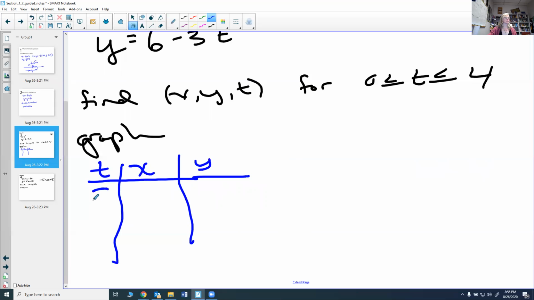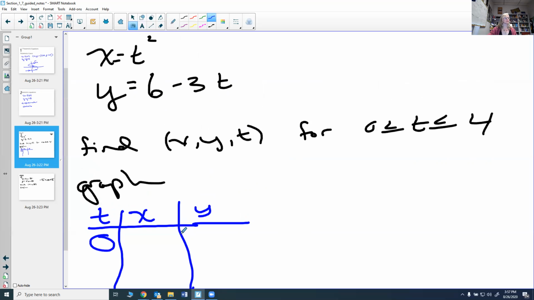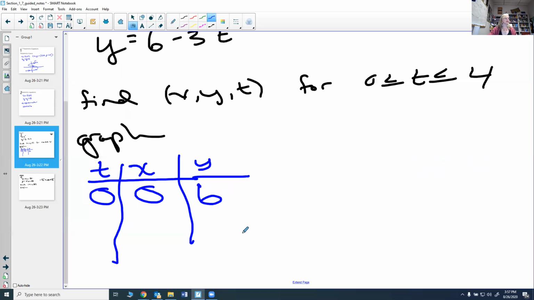So maybe I'll pick t equal to 0. If I put 0 in for x, then I get 0 squared, so x is equal to 0. And y would equal 6 minus 3 times 0, which is 6. I could then pick another t. Let's pick t equal to 1. Then I would get 1 squared, which is 1, and 6 minus 3, which is 3. And then maybe I'll pick t equal to 2. Then 2 squared is 4. For y, I get 6 minus 3 times 4, 3 times 4 is 12, so 6 minus 12 is negative 6.